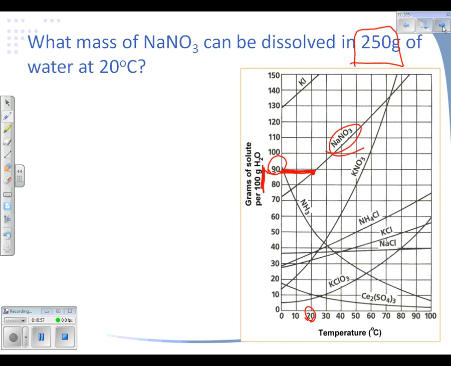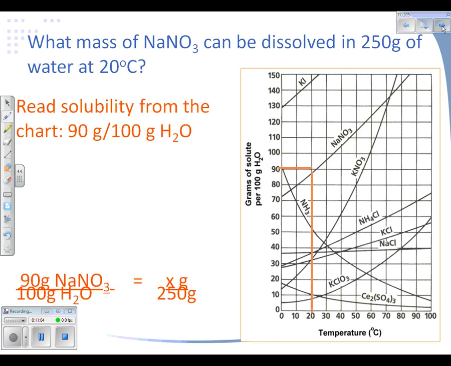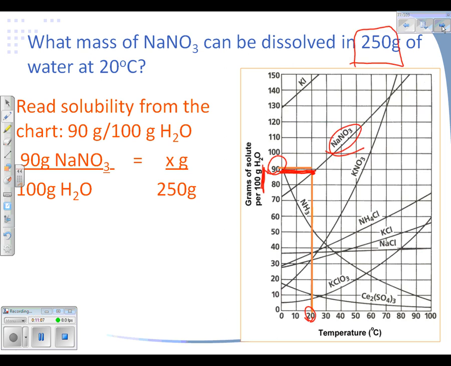So in order to do this type of problem, you just set up a proportion because we know that it's 90 for every 100. So it would be x over 250. You could cross multiply, then divide, and you would end up with a value of 225 grams of sodium nitrate will dissolve at 20 degrees Celsius in 250 grams of water. So that's another way that you can set up a proportionality looking at these solubility charts. And that's something, like I said, that you're going to have to be able to do in your classwork. So you should be able to do that.